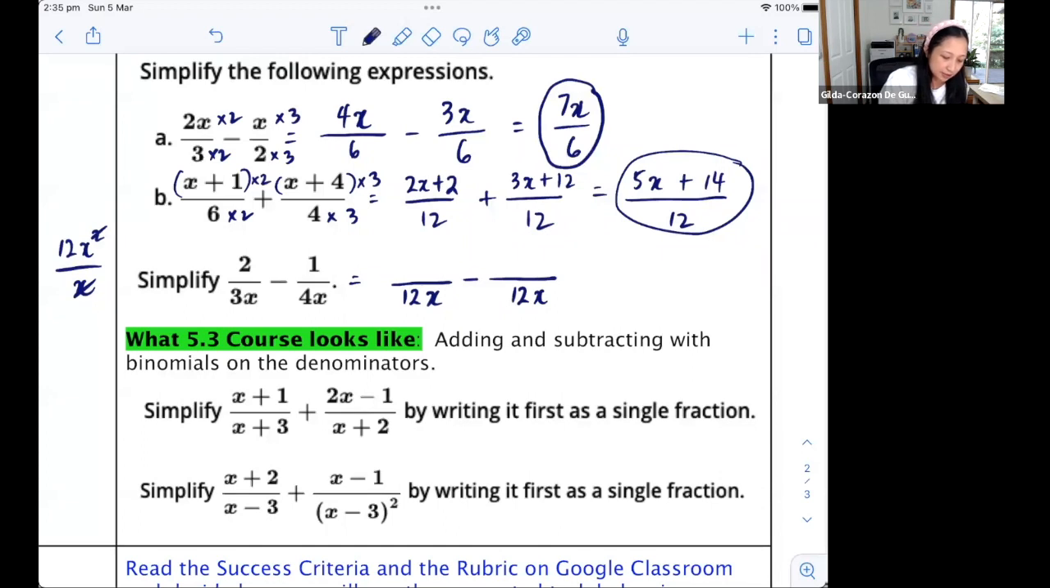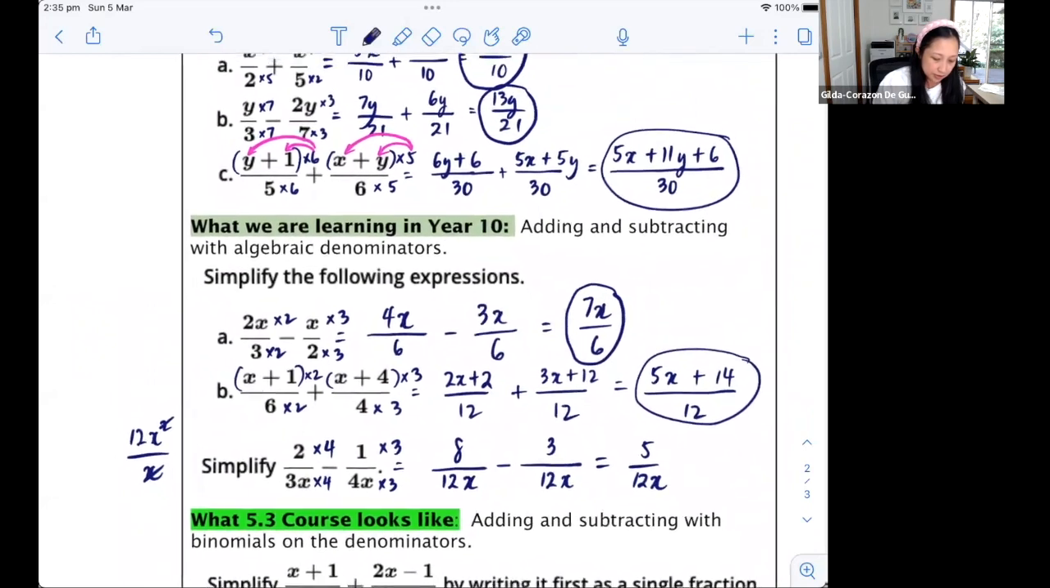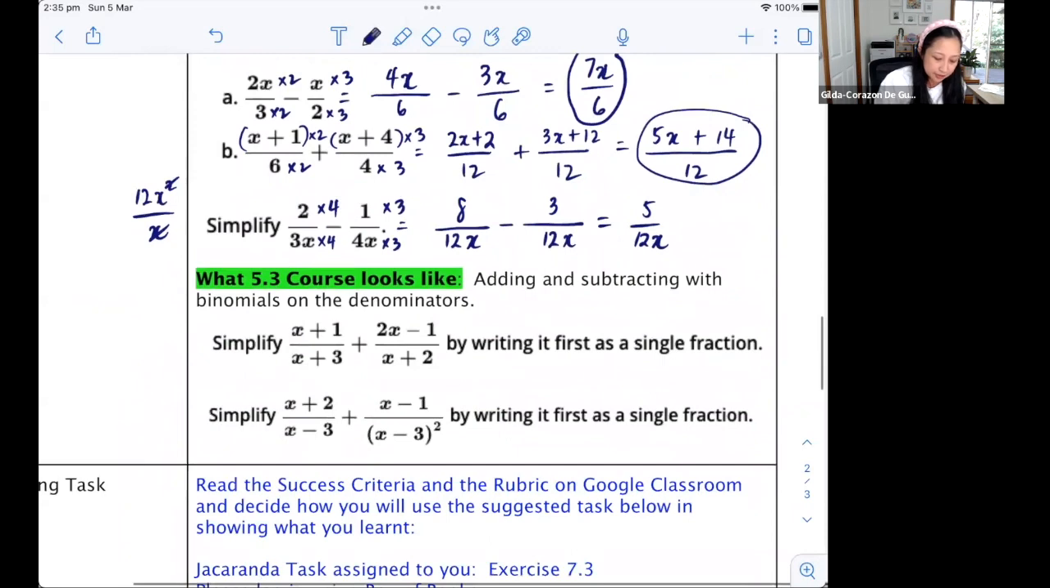What did you multiply to 3x to get 12x? It's 4. Therefore, you multiply the top by 4, you get 8. Yeah, 4x times something gives you 12x. You multiply it by 3, and therefore you multiply the top by 3, you get 3. 8 minus 3 gives you 5. That's 5 over 12x.